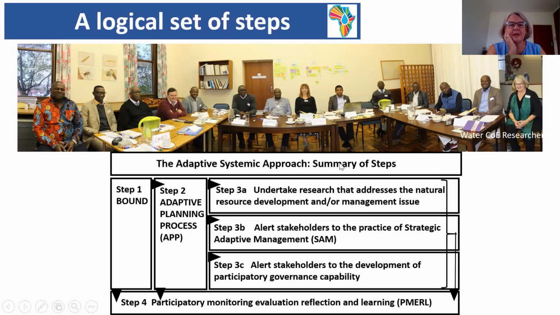So here we go. Here's the summary of steps. Really easy. There are only 4 steps. Step 1 is to bound or understand the boundary of your case study and problem. Secondly is the adaptive planning process, where you plan how to undertake your project. Then there are 3 concurrent steps, or 3 things that happen in step 3.